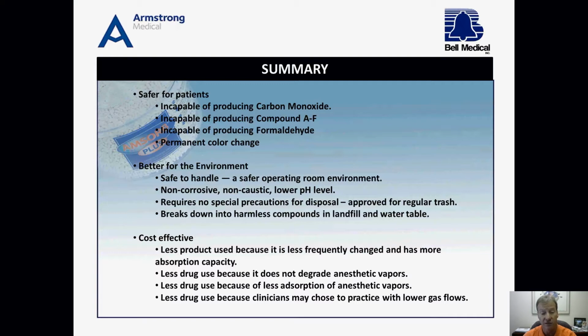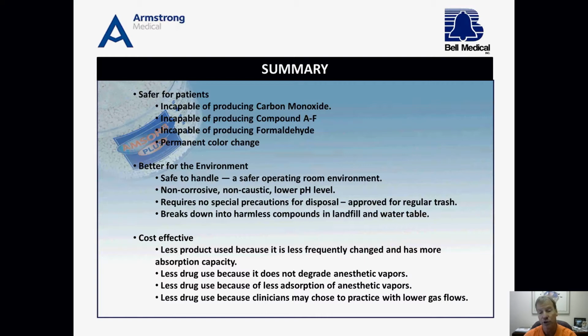We're cost effective. Less product is actually used because you can change it less frequently, because you can go to a point of inspired CO2. So once you get inspired CO2, it means that the absorbent has reached a maximum absorption of CO2. Less drug is used, so that can save a lot of money. They can also do lower gas flows. That's a key thing we'll talk about in a moment.